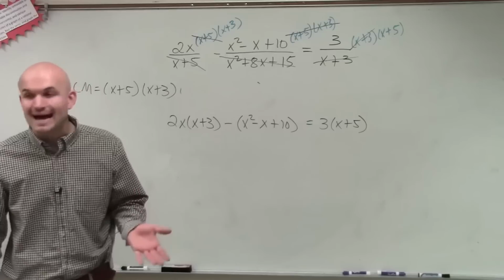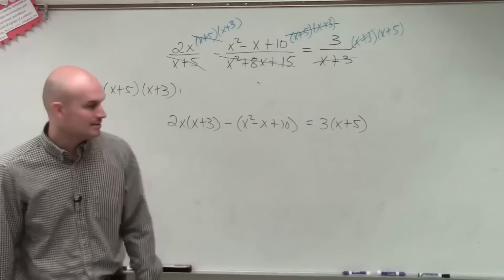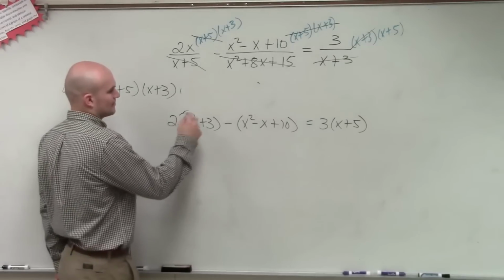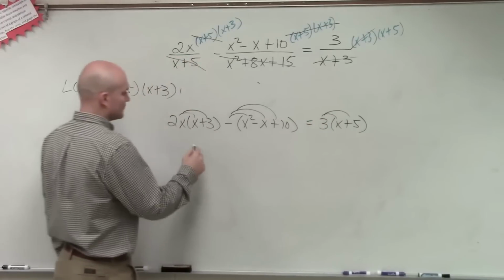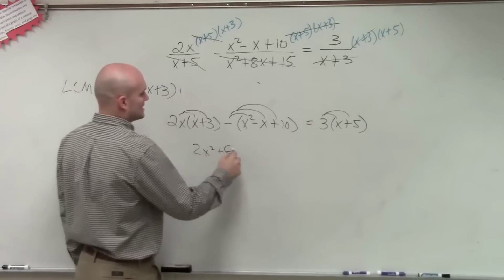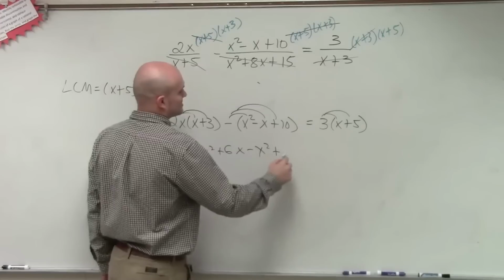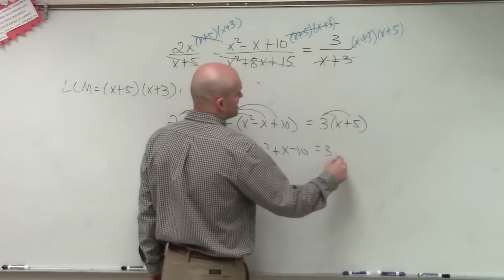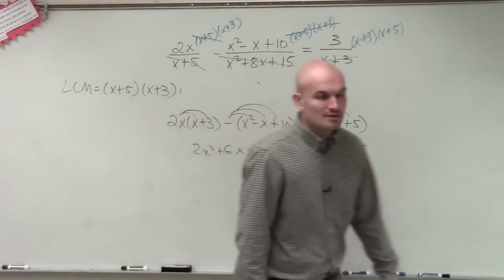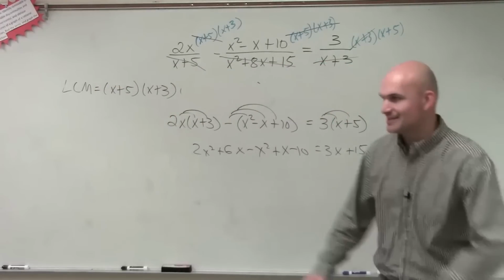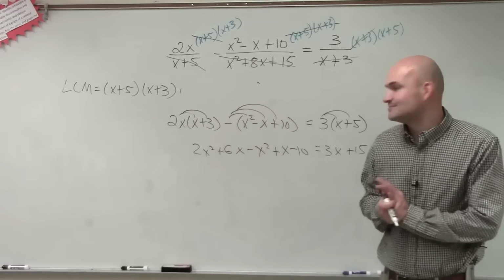OK? Now, ladies and gentlemen, we can apply distributive property. So therefore, I have 2x squared plus 6x minus x squared plus x minus 10 equals 3x plus 15. Whew. It's a big multi-step equation, right? Taking you back to Algebra 1, flashbacks. Wow.